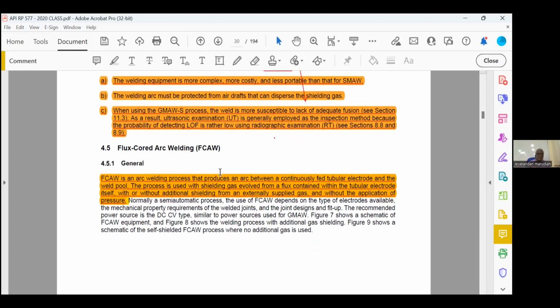Okay, highlight this one. FCAW is a welding process that produces an arc between a continuously fed tubular electrode and the weld pool. The process is used with shielding that has evolved from flux contained within a tubular electrode, with or without additional shielding.